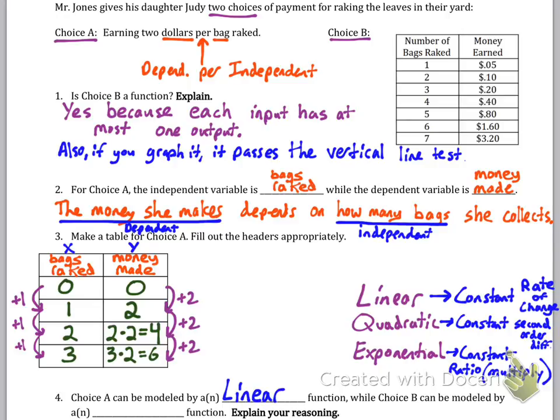Meanwhile, looking at the other choice B, if the number of bags goes up by 1, I noticed that the money earned always doubles. So you go up by 1 there, the amount of money doubles, times 2, times 2, times 2. That happens all the way down, with the plus 1s going all the way down on the left. Therefore, this is an exponential function. I know that because it has a constant ratio, because you're multiplying by the same thing each time, not adding by the same thing each time.